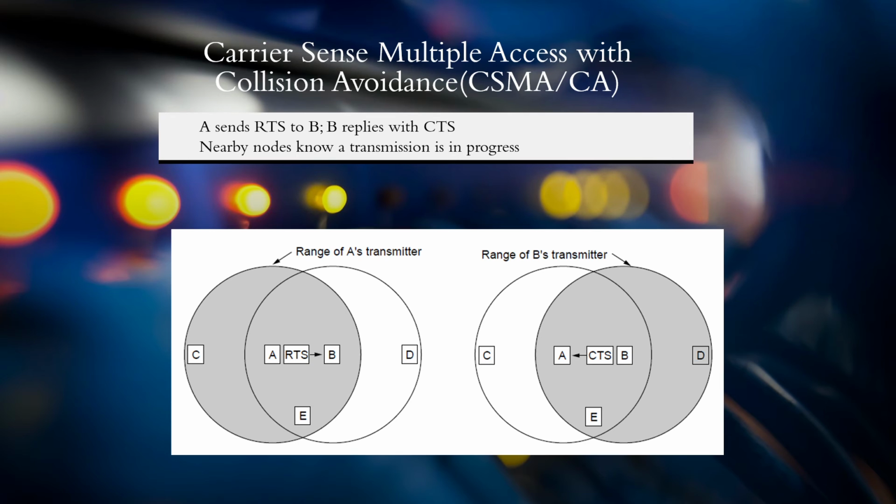The sender sends a request to send, or RTS, and if the receiver is ready to receive the data, it will acknowledge the RTS with a clear to send, or CTS. If the CTS is received by the sender, it can start its transmission. This way, sender and receiver in a wireless network can avoid a collision.